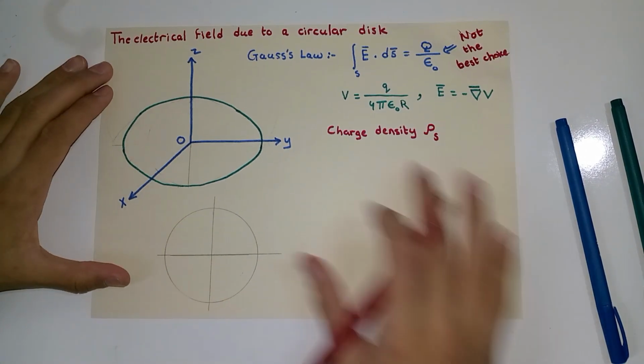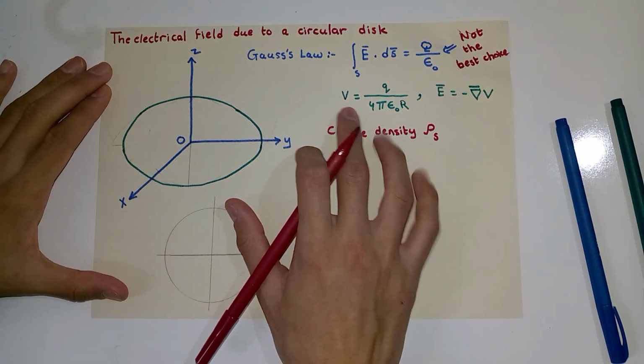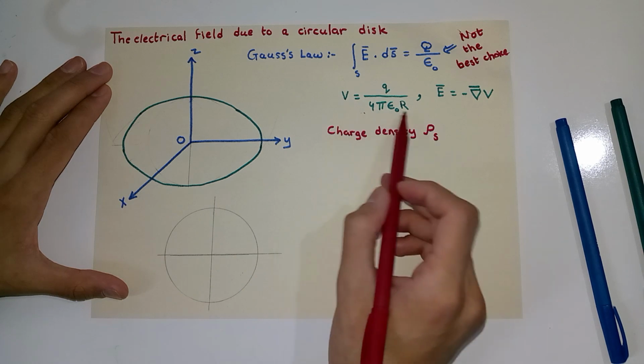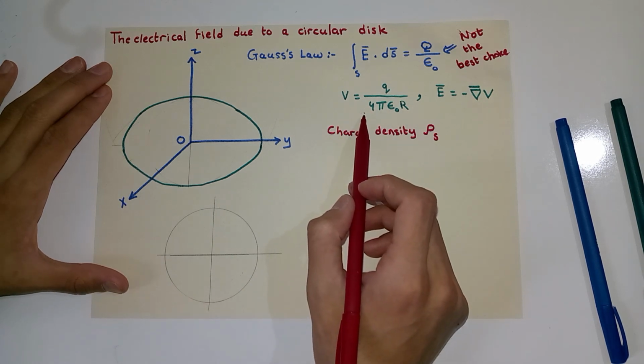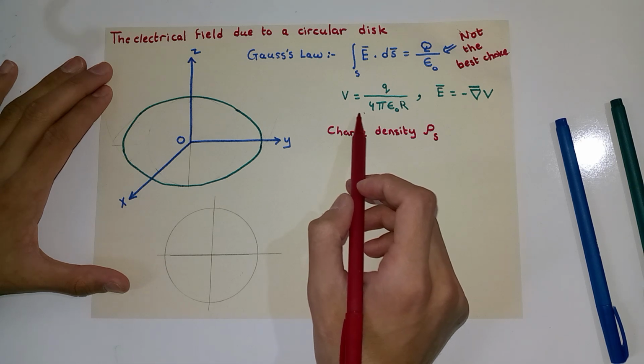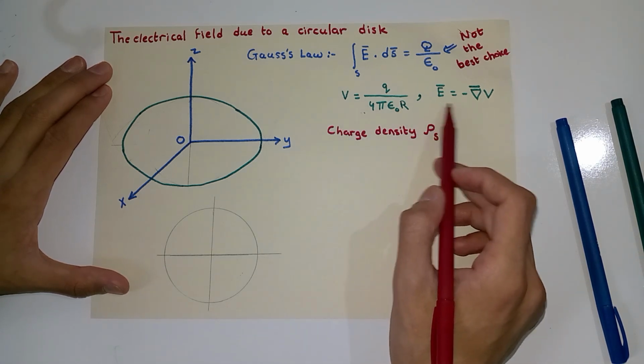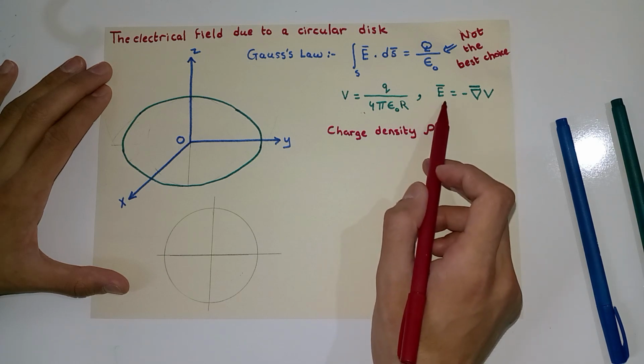We are going to exploit the concept of the electric potential. We know that the electric potential is measured by this equation. This is the electric potential due to some charge in the free space. And from the electric potential, we can apply the gradient operator to find the electric field.